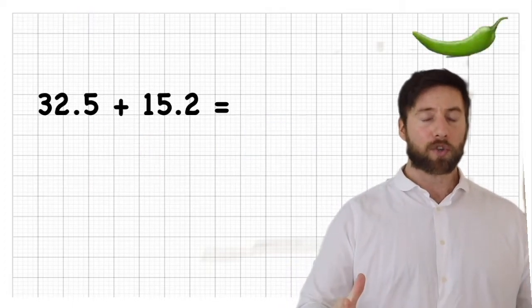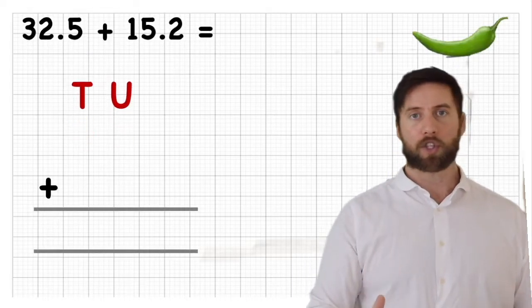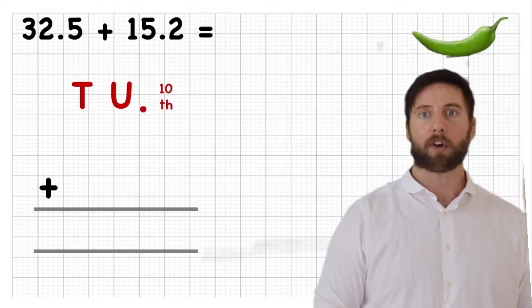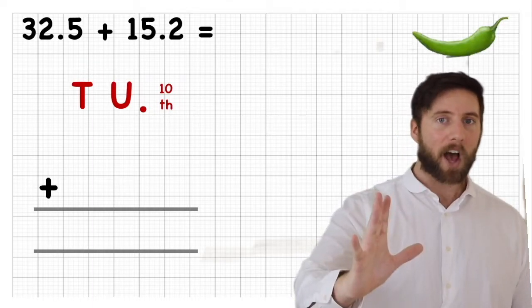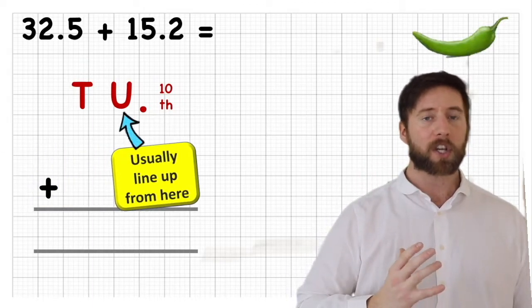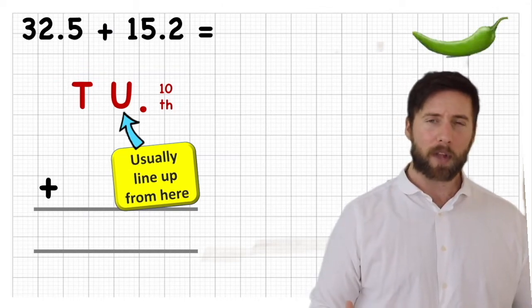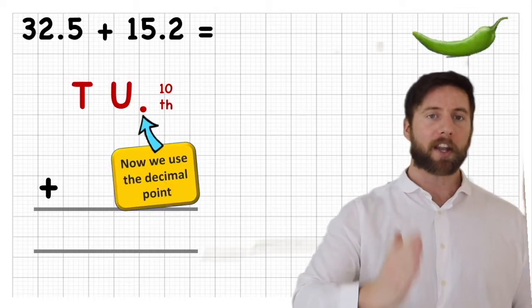Okay, so the good news is we are going to use the same structure, the same columns that we're used to in addition. However, we now have another column that we've not seen before. We now have the tenths column. Now I hear you say, wait, I'm confused. You've always told us to make sure we line our things up with the units. Do we still do that in this case? The answer is yes, but we also look at our decimals.